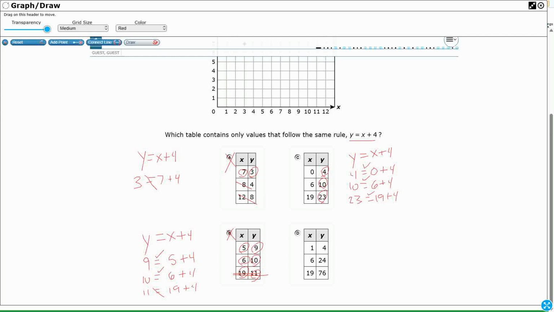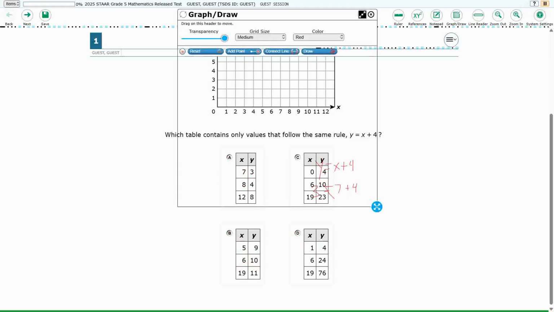Let's look to see if D is incorrect. y equals x plus 4. My y is 4, my x is 1. And we're off because 1 plus 4 does not make 4. So one way to solve this problem is just to use substitution: write the equation and then substitute in the values for x and y. And so it looks like we have our answer here.